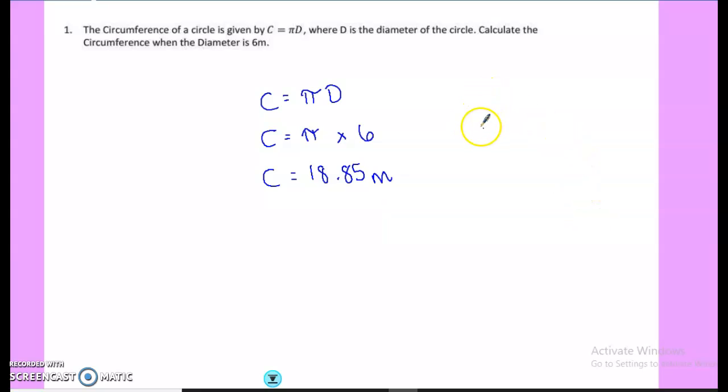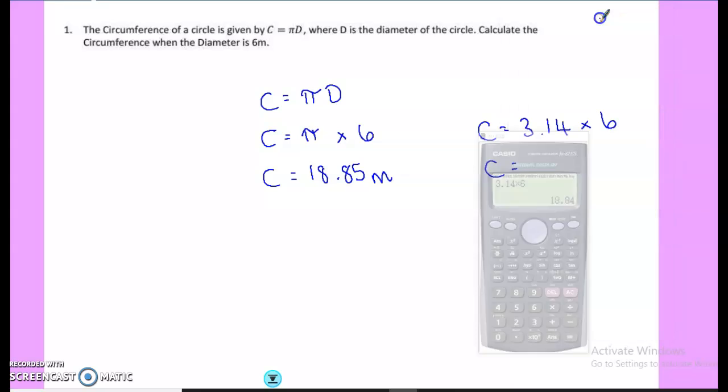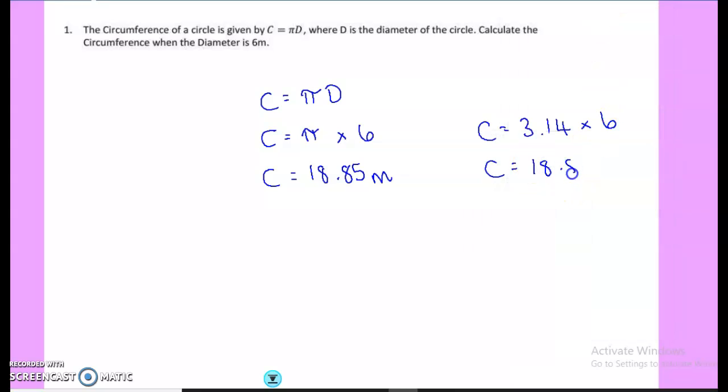Okay. You can also do it using 3.14, which you may have to do if you don't have a scientific calculator on you. You will get a slightly different answer. If you've written 3.14 rather than pi, then I'll know that's the reason why. That comes out as 18.84 to 2 decimal places.